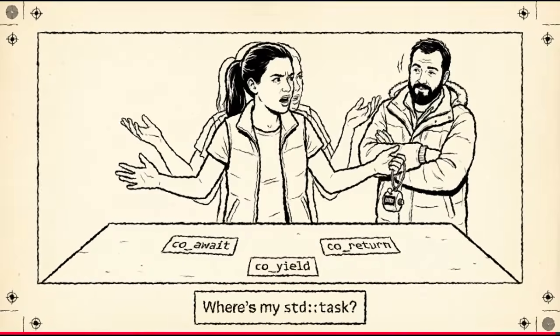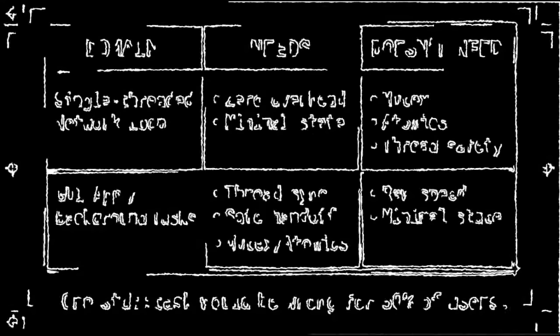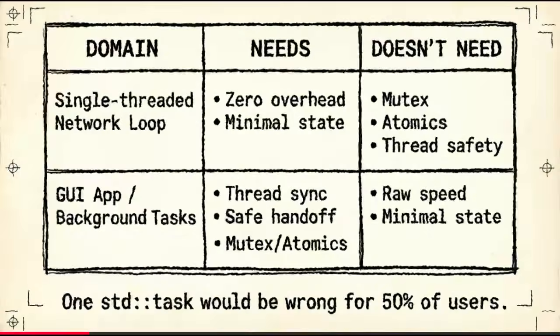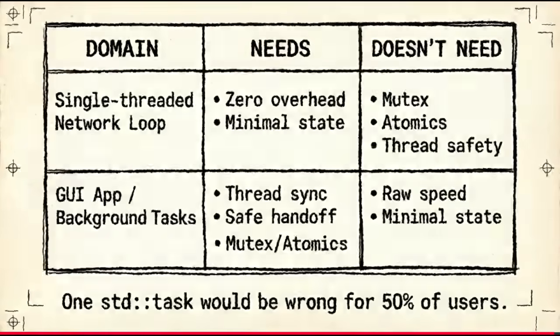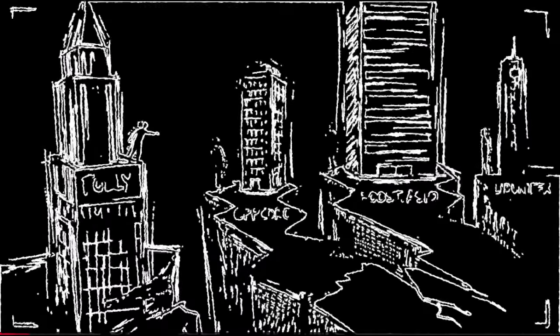Give me an example of how they differ. Okay, take thread safety. If you're writing a single-threaded networking loop, adding a mutex or an atomic counter to every coroutine is just wasted overhead. It slows you down. But for a GUI app where a background task needs to update the main thread, you absolutely need that synchronization. So if they picked one standard std::task, it would be wrong for half the users. They feared baking a suboptimal design into the standard library forever. Precisely. So they gave us the kit to build our own.